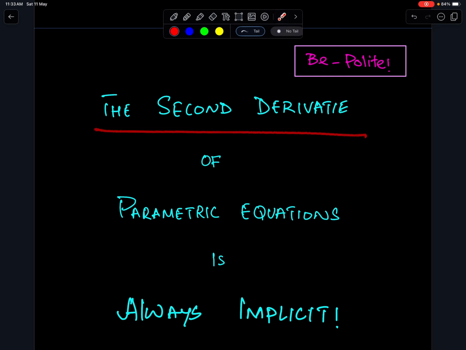The second derivative of parametric equations is always implicit is the topic of this lecture, and this is one of the most important concepts of differentiation.